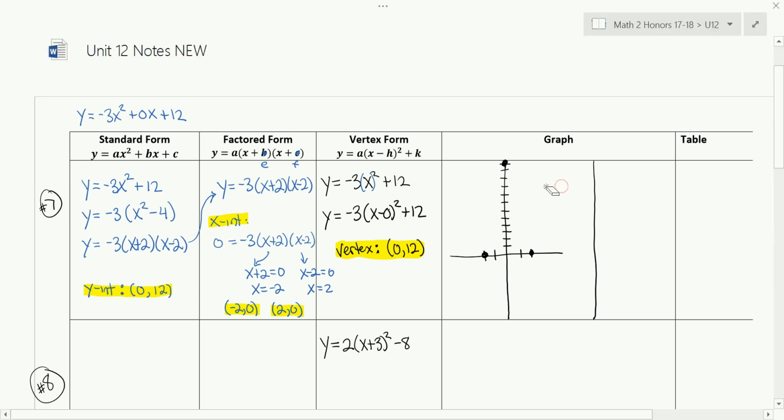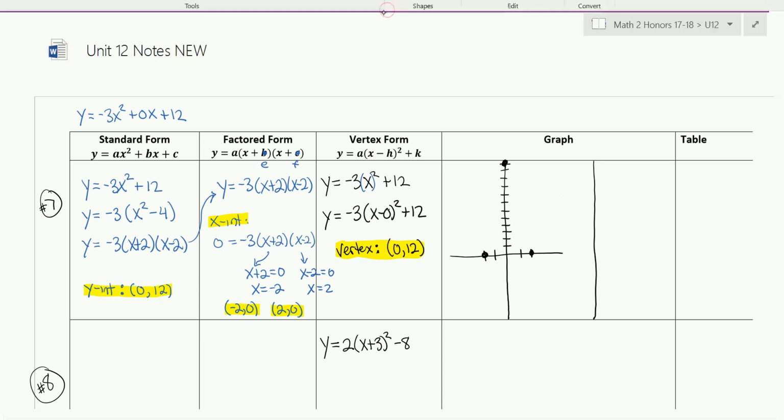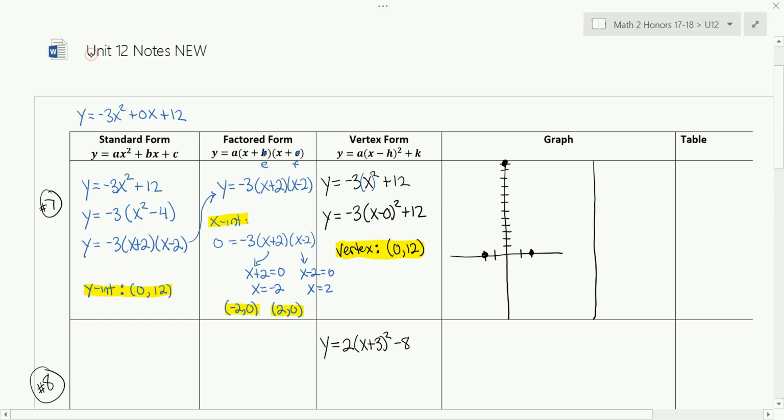So we got 2. Anybody know what's going to happen? Like if it has no x-intercepts, solve for the x-intercepts. Anybody have an idea what might happen? So we're going to get imaginary answers. And so we're going to be talking about imaginary numbers in this unit as well. Okay, not yet though.